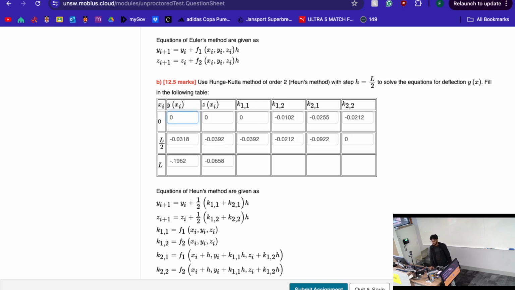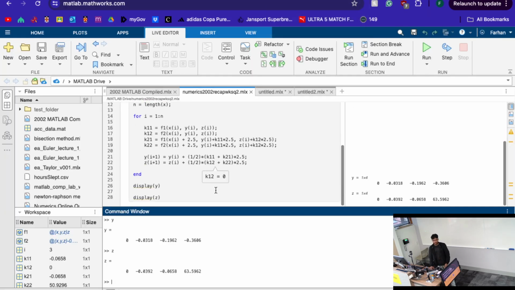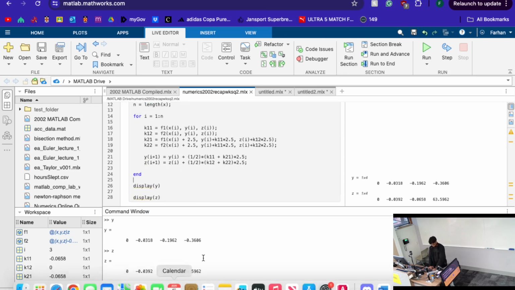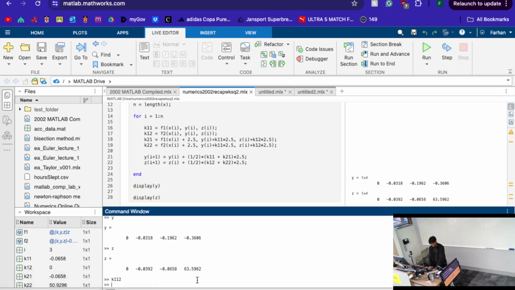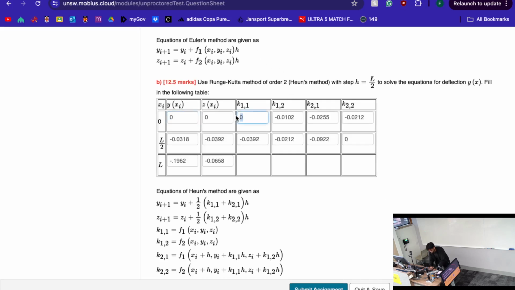I couldn't find an efficient way of finding the k values because every time I try, say k11, it comes up with one value. So the way you'd find k11 is probably just individually substitute it in. So you'd probably do for f1 of x1, y1, z1. That gives us 0, which is this way over here.